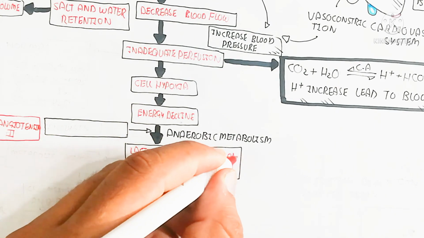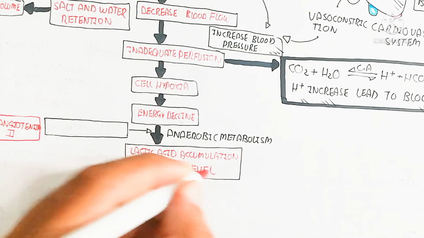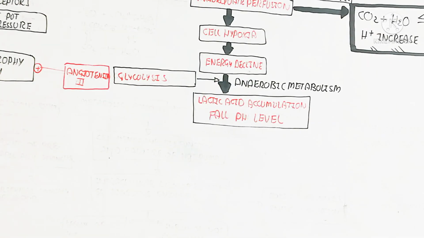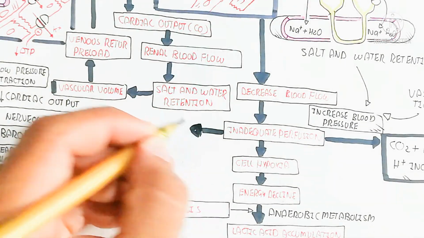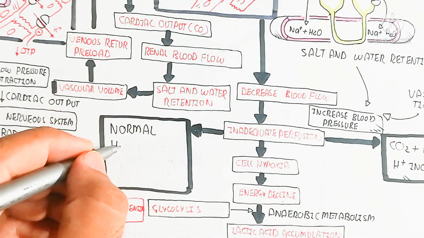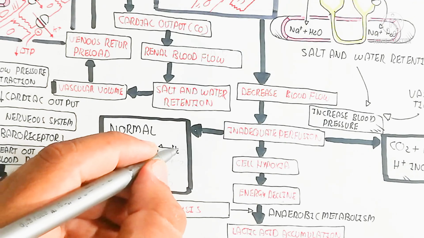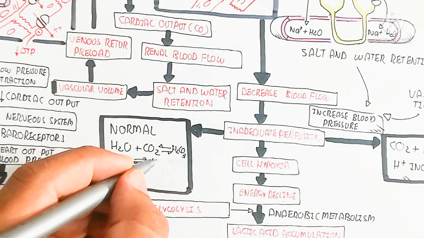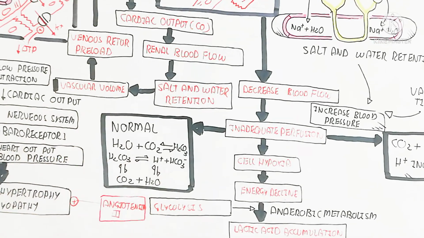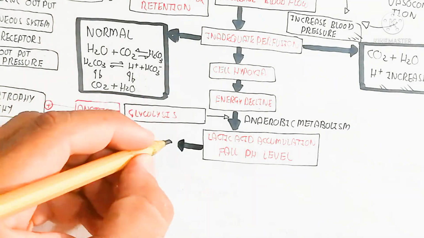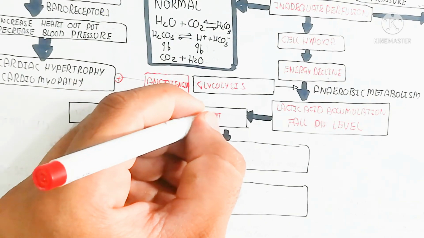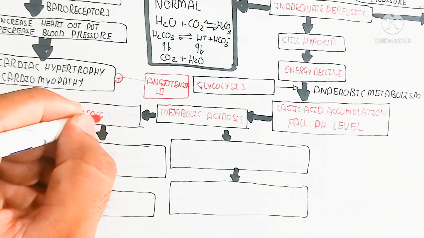Glycolysis can happen, but the Krebs cycle and electron transport chain will be decreased, and lactic acid accumulates due to fermentation. In this way the fall in pH level is also due to the lactic acid accumulation. Normally the water will combine with the carbon dioxide to produce carbonic acid, and carbonic acid easily dissociates into carbon dioxide and water, and again the exhalation of carbon dioxide and inhalation of oxygen will be normal.